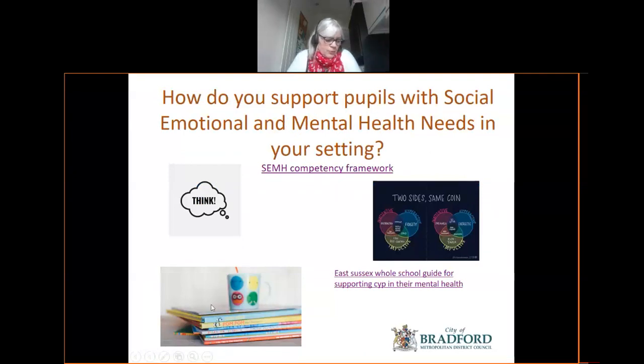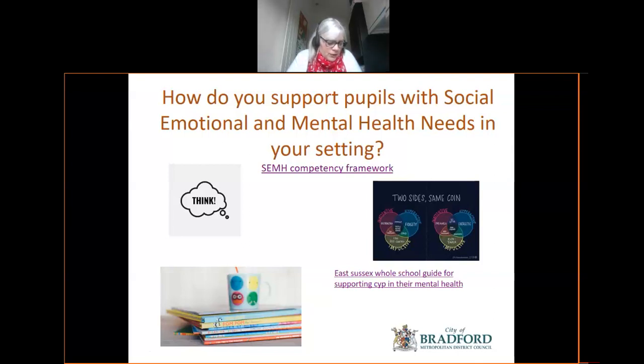So thinking about pupils' social, emotional, mental health needs and well-being in your setting, particularly in light of issues related to COVID, what do you currently have in place and how do you support pupils? Do you have skilled staff to support this area of need, or what training do they require? Take a few moments to think about this.